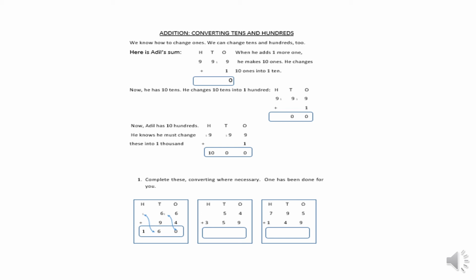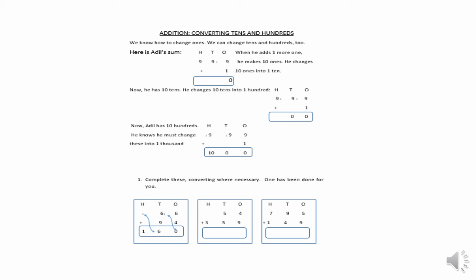When we add 1, now he has 10 tens. He changes 10 tens into 100. Now Adil has 10 hundreds. He knows he must change these into 1000. Now the answer is 0 ones, 0 tens, and 10 hundreds. The answer is 1000.